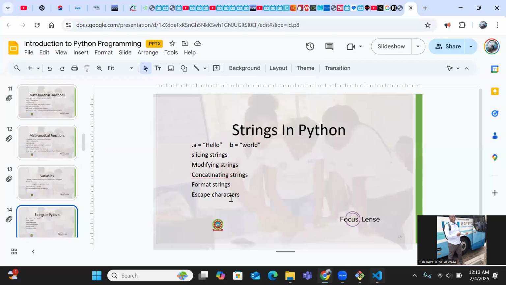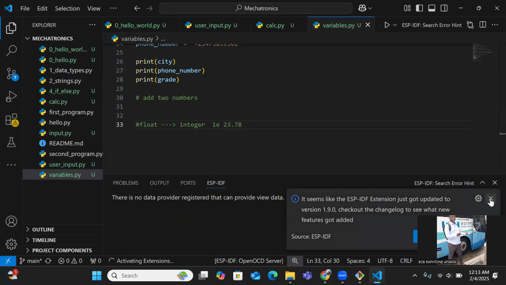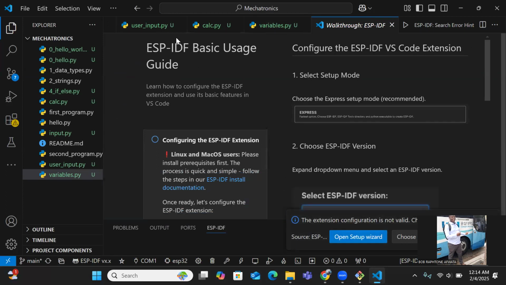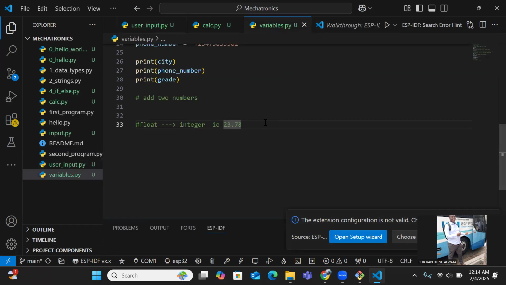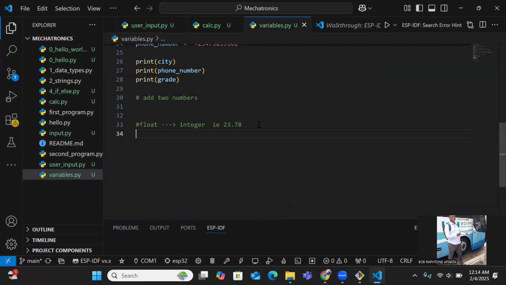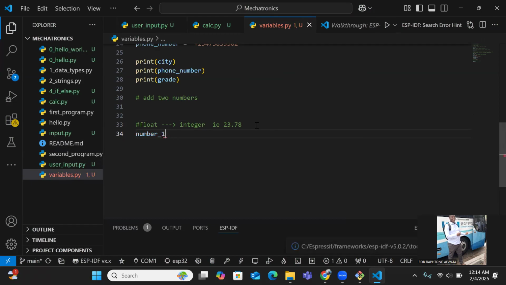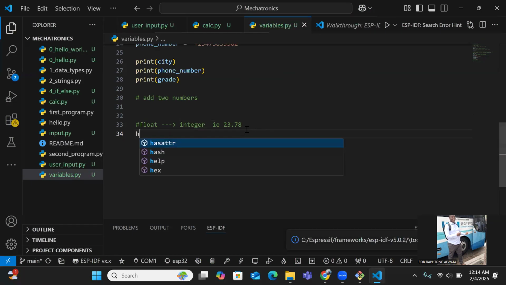Okay, so let's come here, and the first thing that we want to do is convert. Can you say number1 is equal to a number, let's say height? Your height is 15 point something, 15.38.